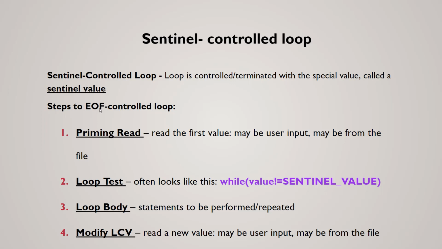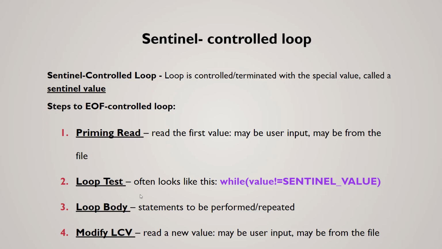So our sentinel controlled loop has a priming read just like our end of file loop. So what this is, is just getting that initial input from something. Like, for example, if we wanted to get an even number from the user, we can do that, but we have to get that initial value. And then we say, well, while that value is an odd number, ask them to try again, and then get another input from the user.